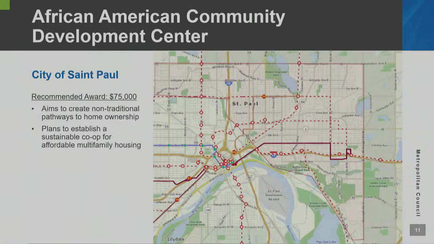And the City of St. Paul application is for the African American Community Development Center project. The requested and recommended award is $75,000. This project aims to create non-traditional pathways to home ownership for mid to large-sized families with incomes at or below 60% AMI. And the project intends to establish a model for sustainable co-op affordable multifamily housing.